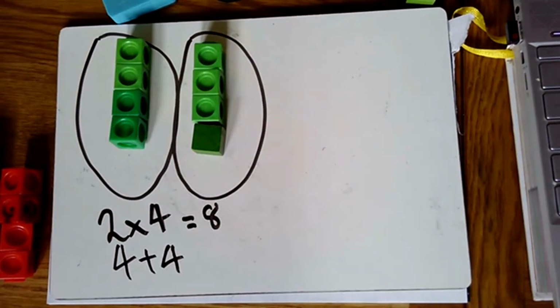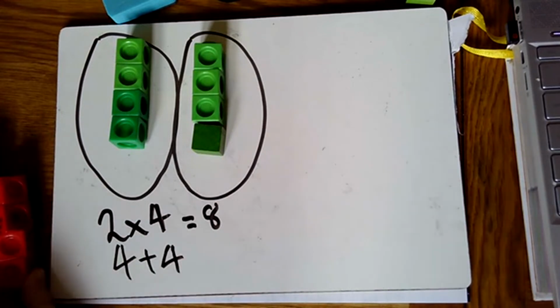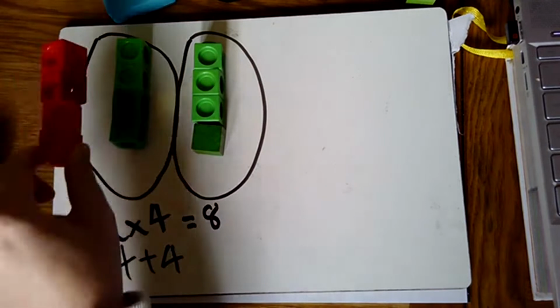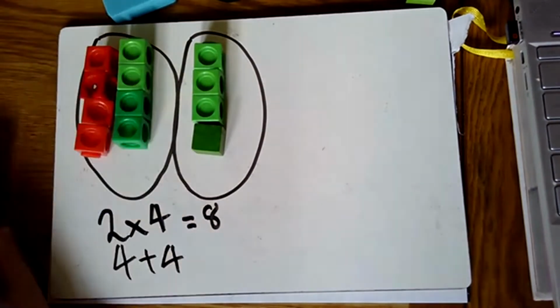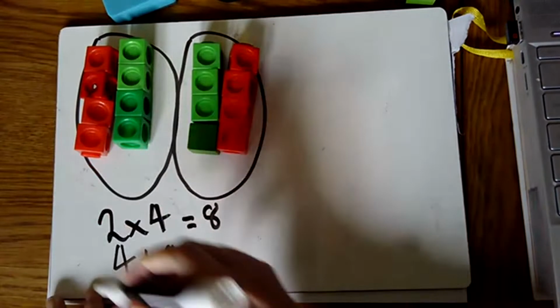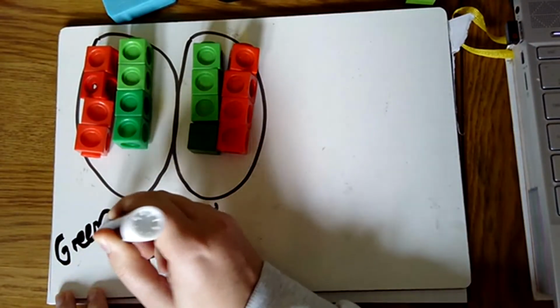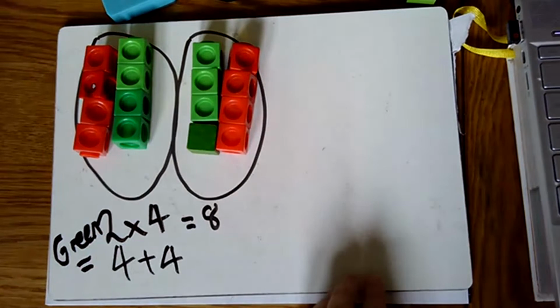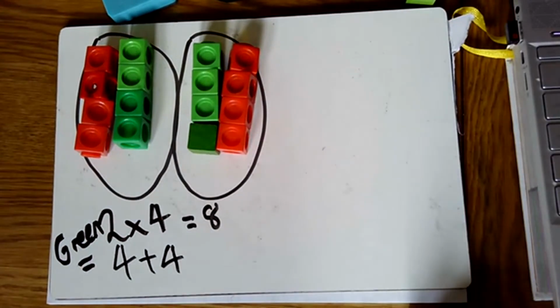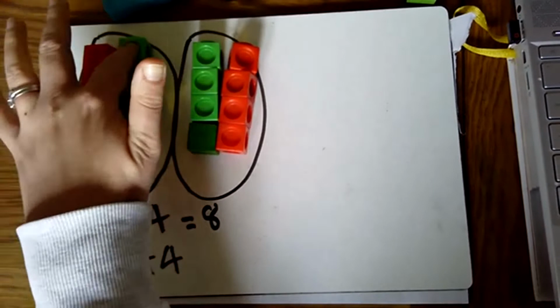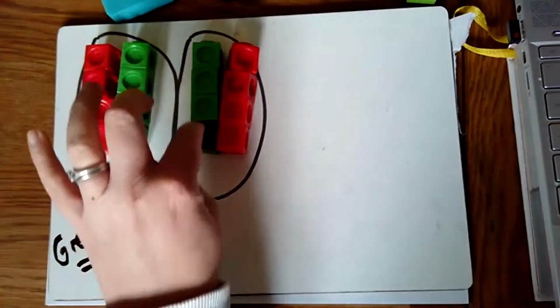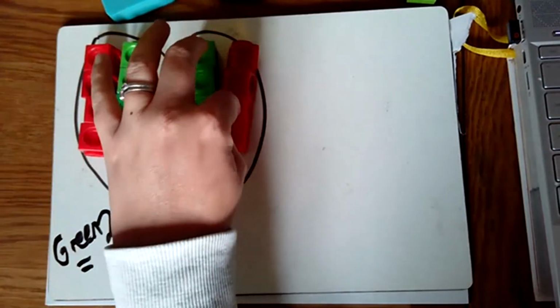Now, I'm going to double the amount of cubes. So I'm not going to have 4 cubes in my groups anymore. I'm now going to have 8 cubes in my group. I'm just going to write here green, so we know what we had to start off with. So I've now got 8 cubes in each group. 1, 2, 3, 4, 5, 6, 7, 8. 1, 2, 3, 4, 5, 6, 7, 8.